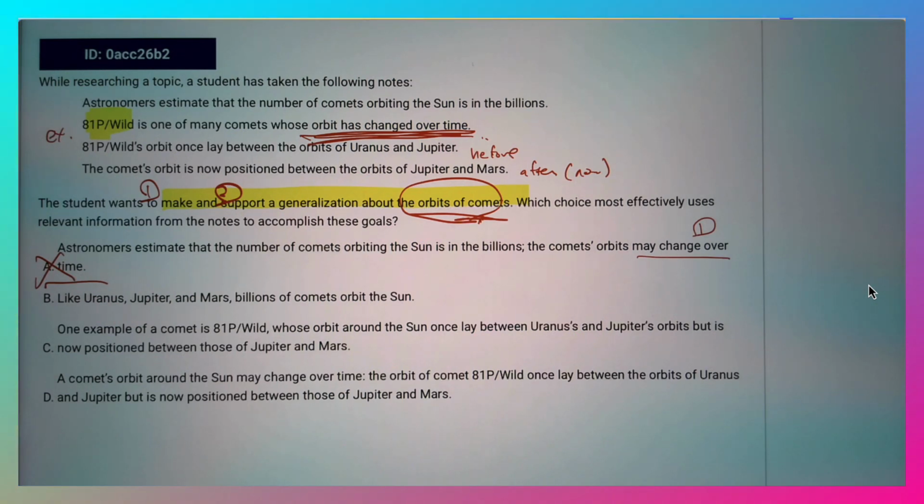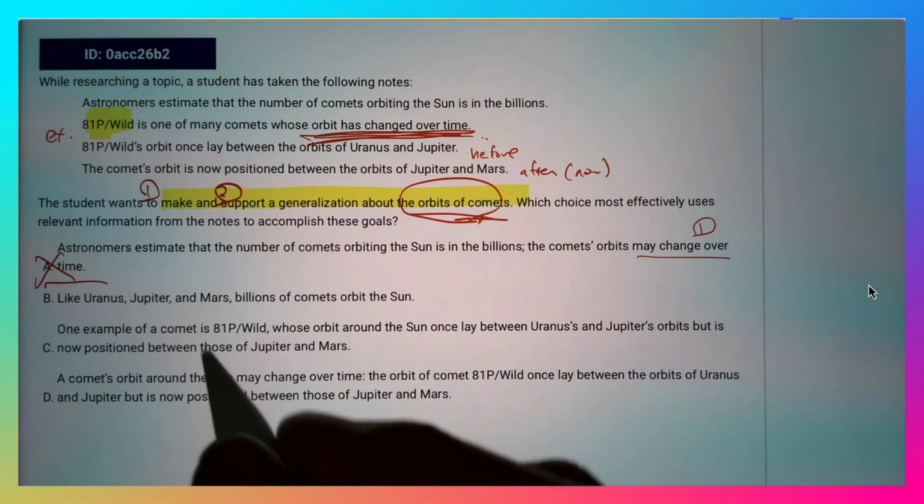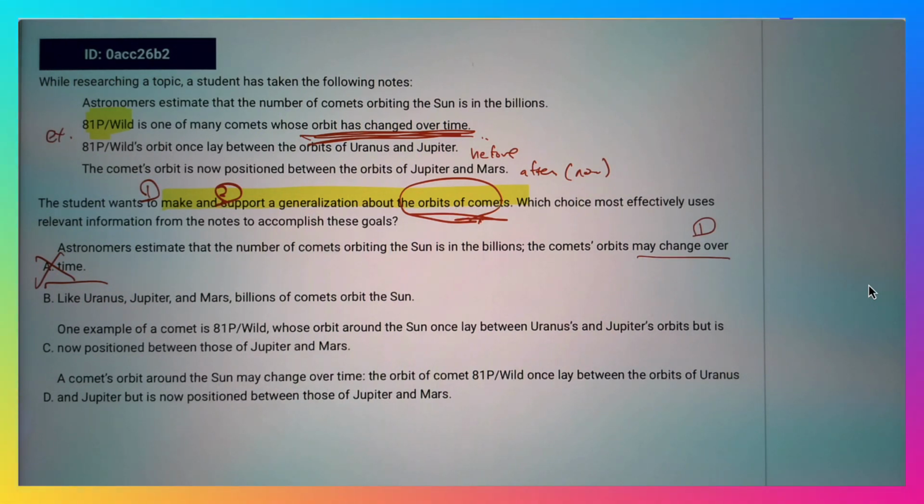B, like Uranus, Jupiter and Mars, billions of comets orbit the sun. Okay, actually it doesn't even talk about the orbits of the comet, no generalization, nor does it support. It only talks about there are billions of comets orbiting the sun, like in line 1, but nothing about making or supporting a generalization about the orbits of comets. So B is out.